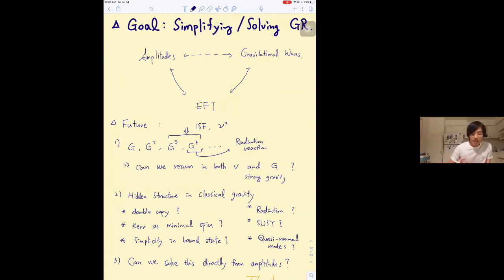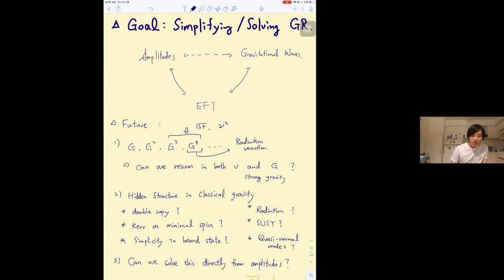And once we have that, a very ambitious question is, can we try to resum both in velocity and G Newton? So far we're able to resum in the velocity, but once we have enough results from the G Newton expansion, it might be possible to get the strong gravitational regime by resumming, if we see any pattern.